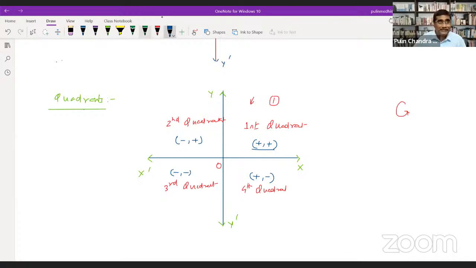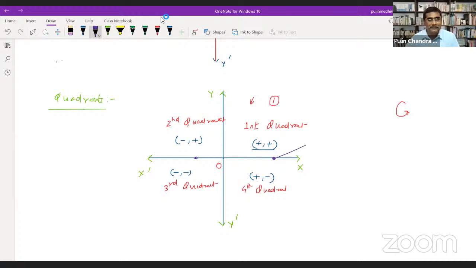On top of everything, the very important thing you should remember is that points might lie on the axis as well. So if any point lies here on the x-axis, maybe on the positive side or maybe on the negative side, then to arrive at the point from the origin, your movement will be only along the x-axis.